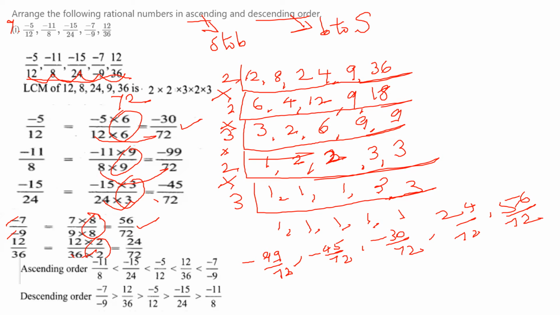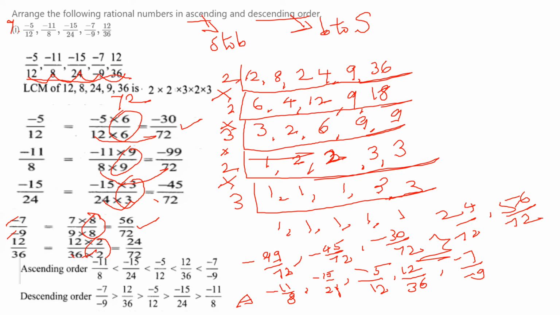So minus 99 by 72, what is the corresponding number? Minus 11 by 8, comma, next minus 15 by 24, minus 5 by 12, comma, 12 by 36, comma, minus 7 by minus 9. This is ascending order. Descending order means reverse.